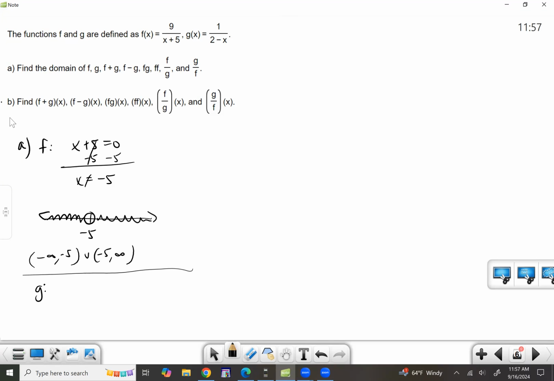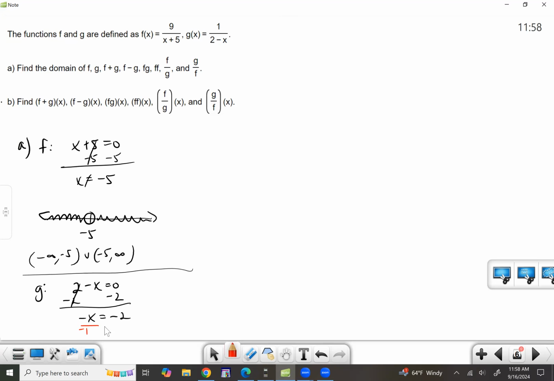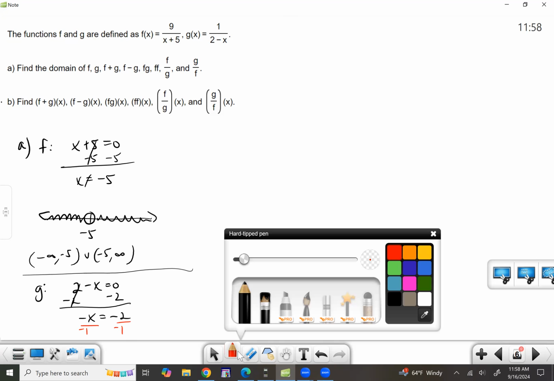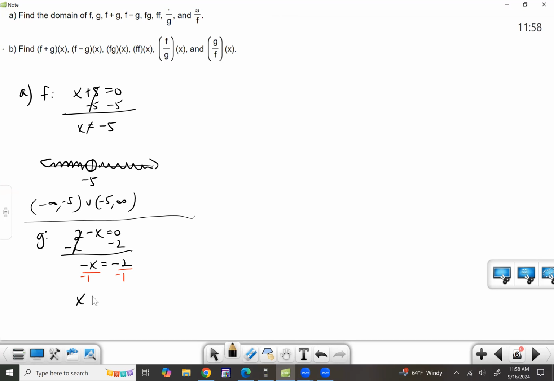For G, if you look at it, 2 minus 2 would be 0, so x can't be 2. And if you can't see it, then you set the denominator equal to 0 and you solve. We would have to subtract 2 from both sides, so 2 minus 2 is 0 and 0 minus 2 is -2. Now that -1 in front of the x, we're going to have to divide by that -1, so that way it ends up being x equals +2.